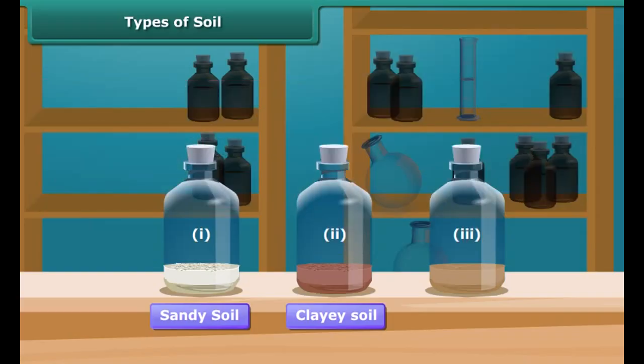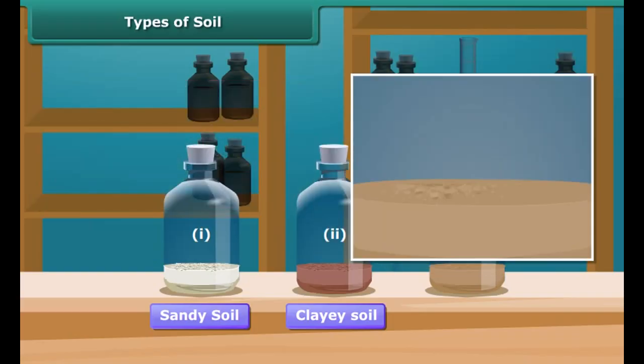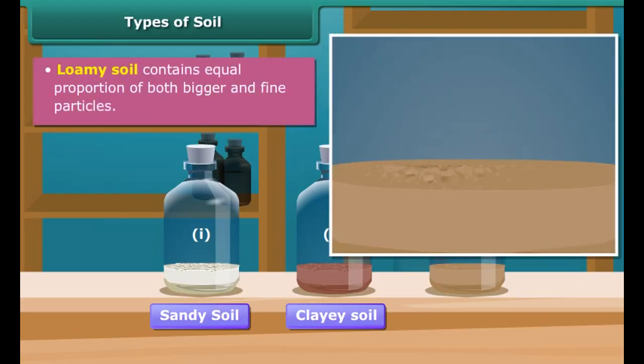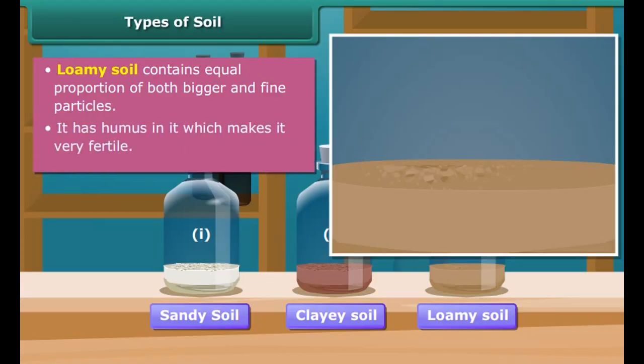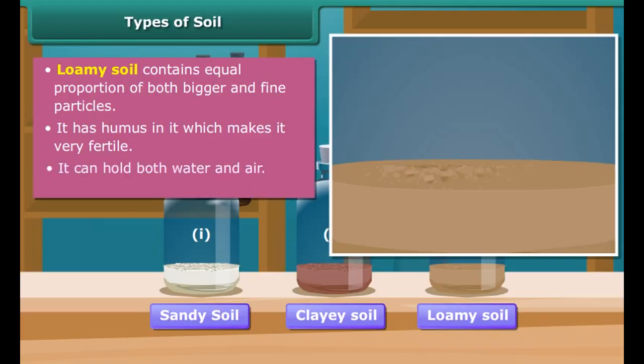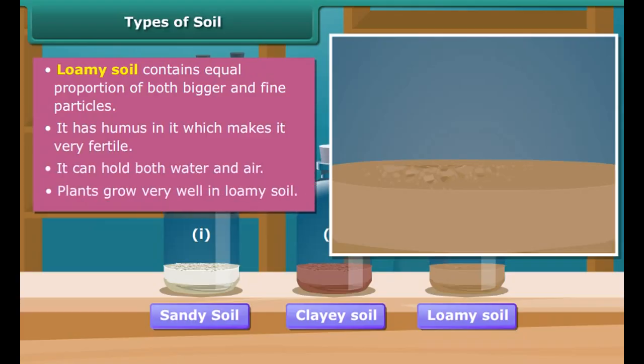Now let's observe third sample closely. It contains equal proportion of both bigger and fine particles, so it is a loamy soil. Among all the 3 soils, loamy soil has humus in it, which makes it fertile. Also, it can hold both water and air. Therefore, plants grow very well in loamy soil.